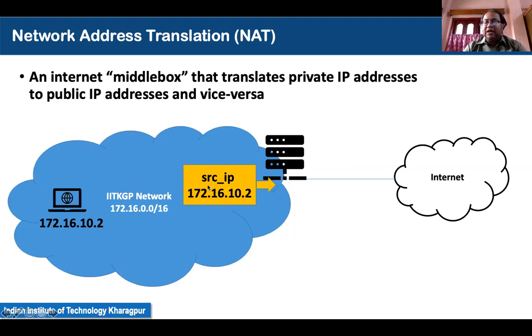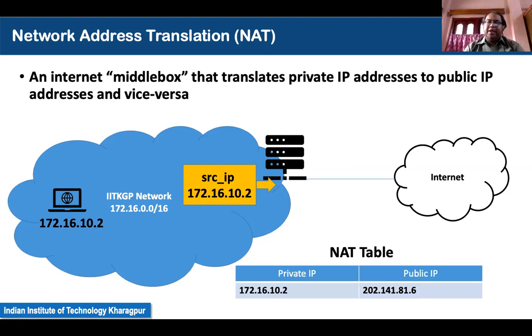Now this packet propagates through the IIT Kharagpur network and comes to the gateway router of the IIT Kharagpur network. And this gateway router is connected with a NAT device. What this NAT device does is make a mapping from this private IP to a corresponding public IP from the block of public IPs which have been assigned to the IIT Kharagpur network. And it maintains a table called a NAT table. This NAT table basically contains a mapping between the private IP and the corresponding public IP.